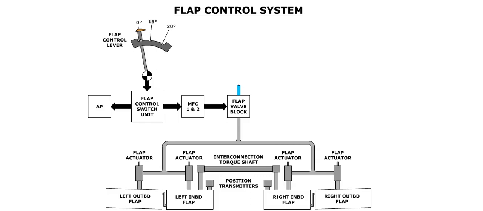Flap movement is controlled by 4 flap actuators. There is one actuator for each flap panel. The position of the flap lever and the actual position of the flaps are used to command the operation of a flap valve, which directs hydraulic pressure to the extend or retract side of each flap actuator.